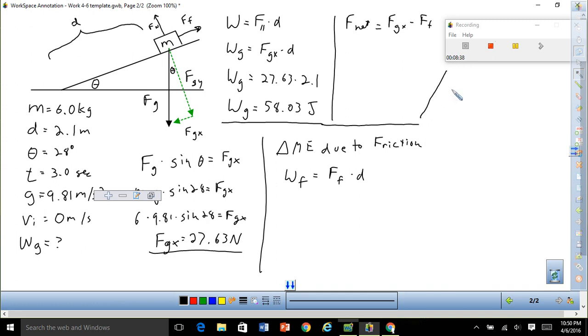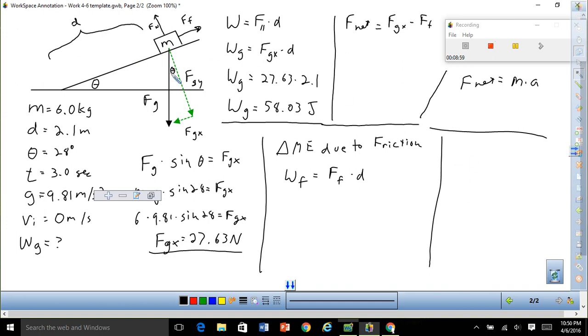Well, I seem to remember that Fnet is equal to m times a. I know m, so if we've got a written down somewhere, then we'll be able to find Fnet. Well, no such luck. A is not, in fact, sketched in yet over there. I'll tell you what. Let's see if we can find a.